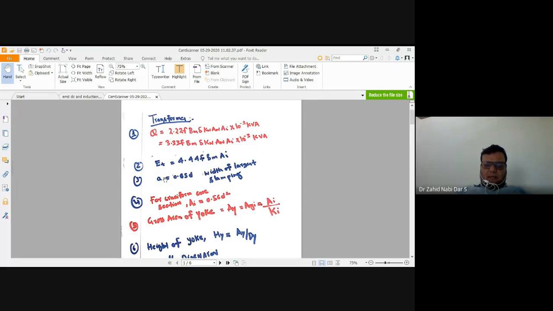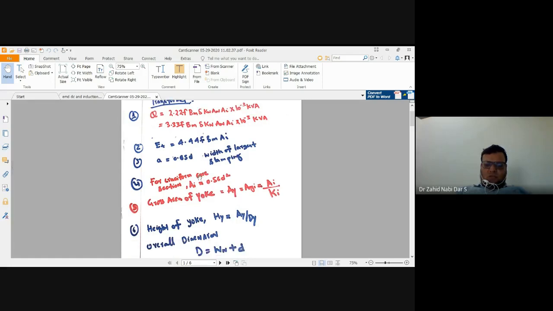Now A is equal to 0.85D, sorry, not 0.65D, that is the width of the largest stamping. You can calculate that also, and the direct formula is also there. Now for the cruciform core section, this is the commonly asked question. There are other core sections also. That table I have made in the class, and in the notes also I have provided, but this is the most common for examination. So you can write your AI value to be 0.56 d square.